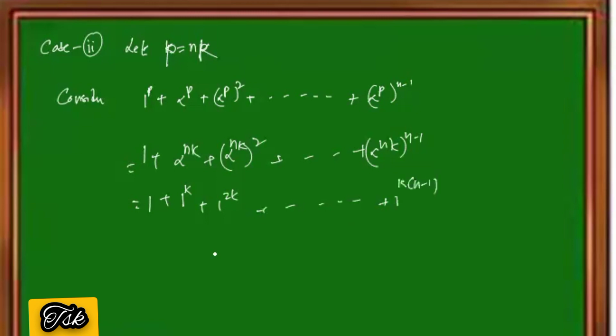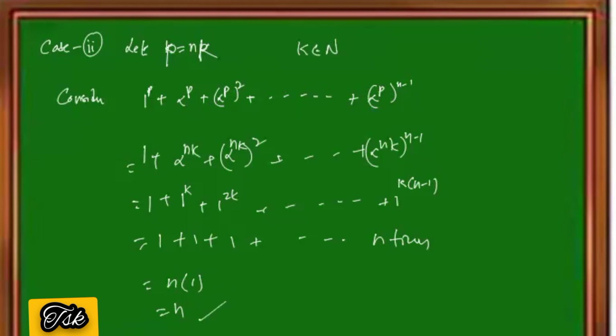Since alpha power n is equal to 1, this becomes 1 plus 1, and so on, n times, isn't it? From 1 to n minus 1, so n terms. So n times 1 is equal to n. So when p is equal to nk, where k belongs to natural numbers, then 1 plus alpha power p plus (alpha power p) whole square, and so on, (alpha power p) whole to the power of n minus 1, or 1 plus (alpha square) whole power p plus (alpha cube) whole power p, and so on, (alpha power n minus 1) whole to the power of p, the value is nothing but n.